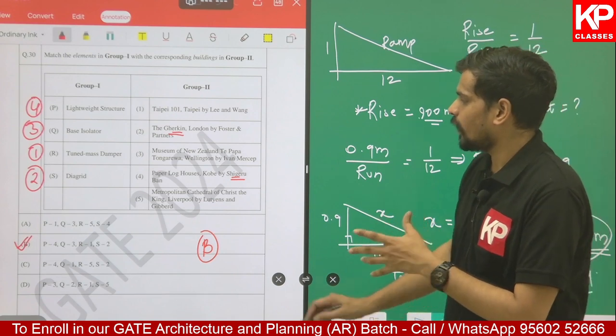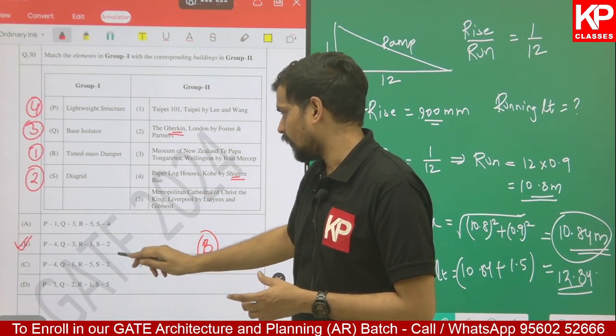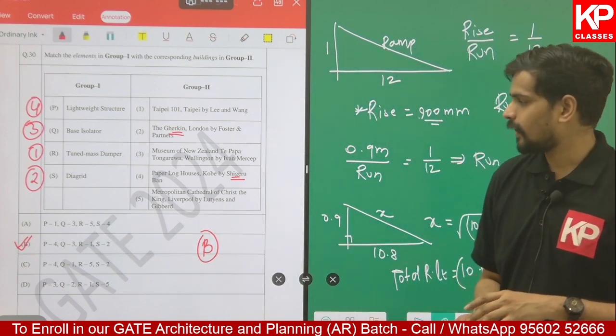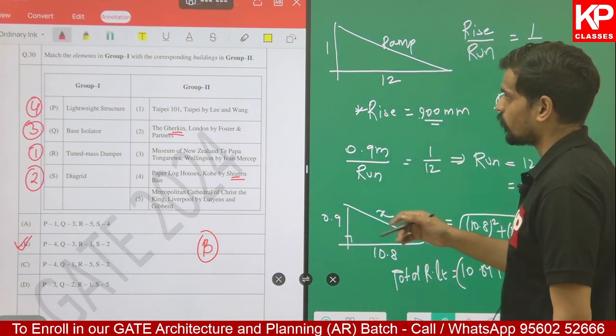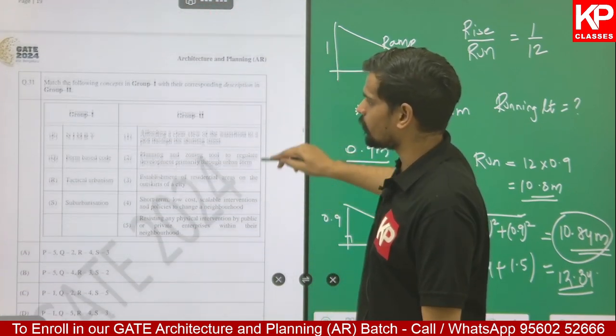Even if you know 1 or 2, like even if you know that for P it is 4 and for R it is 1, for R1, P4, there is only one option. Even if you can eliminate the incorrect options, even if you know 1 or 2, you can try to attempt the question from that known information. That's the best thing about multiple choice questions in the form of match the following.